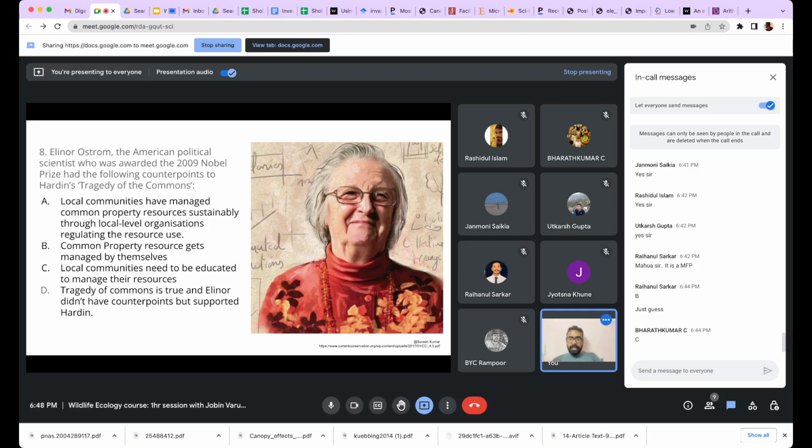And no, D is also not the answer. Actually, Ostrom did not believe in the tragedy of the commons. So yes, the answer is A. Have people understood what I was trying to say?